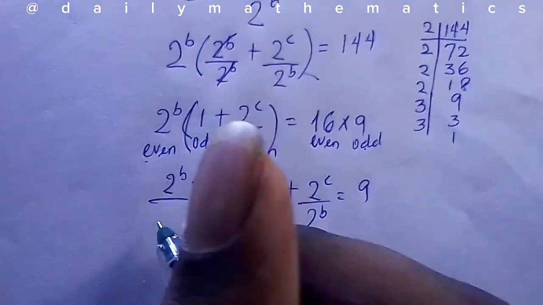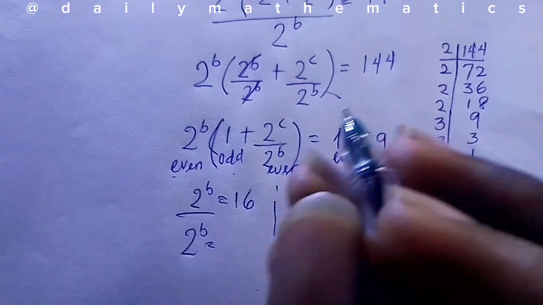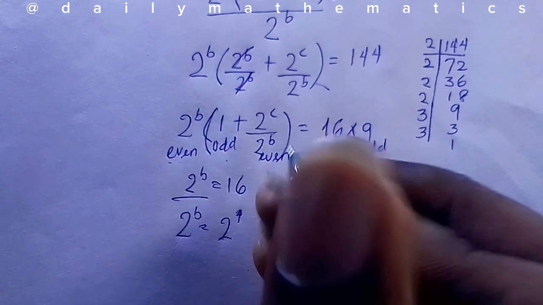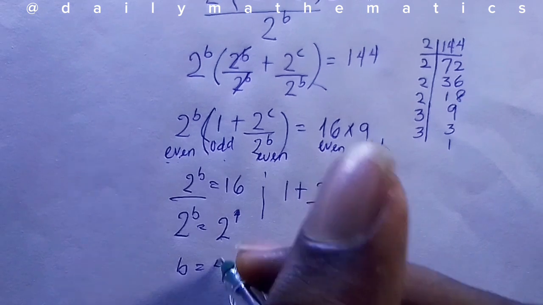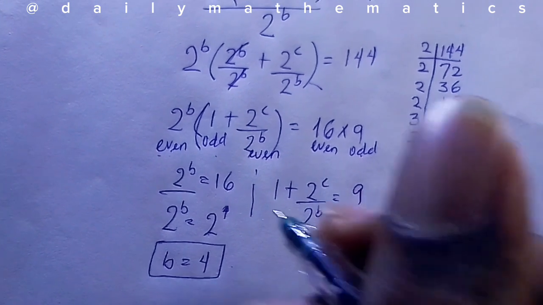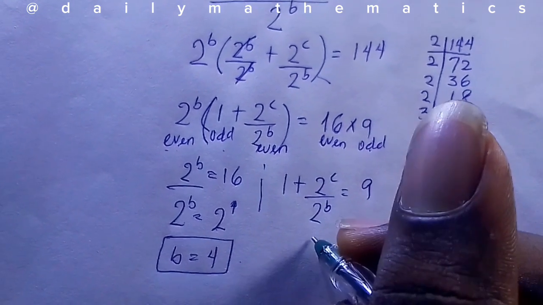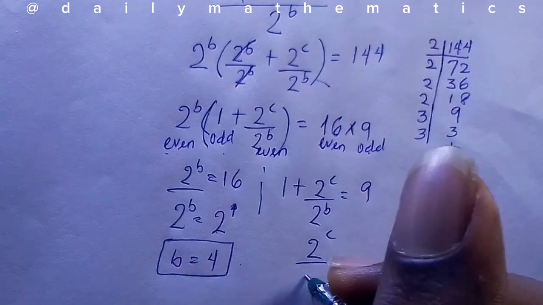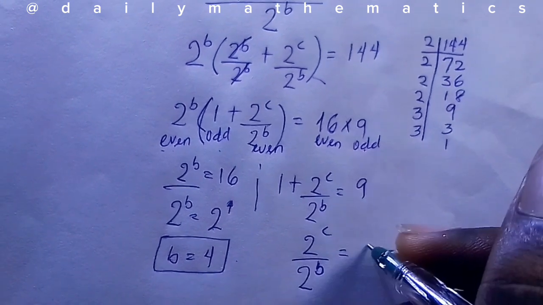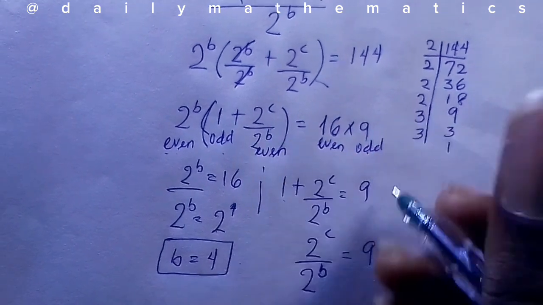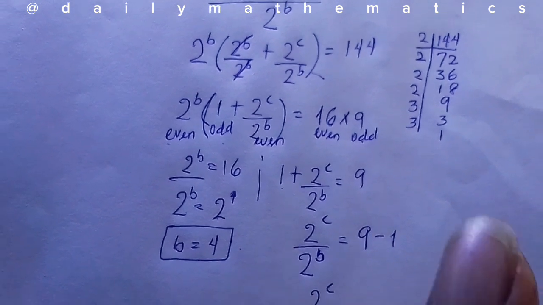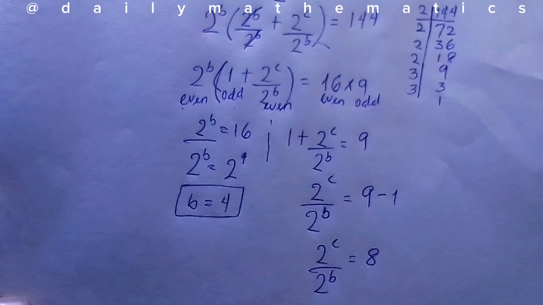So from here, 2 raised to the power of b equals 16 is 2 raised to the power of 4. So from here, 2 and 2, the bases are the same, so the powers will equate themselves. B equals 4. We have another answer here. So now remains C. So from here, we have 2 raised to the power of c over 2 raised to the power of b equals 9, and this is minus 1, minus 1. So 2 raised to the power of c over 2 raised to the power of b equals 8, right?